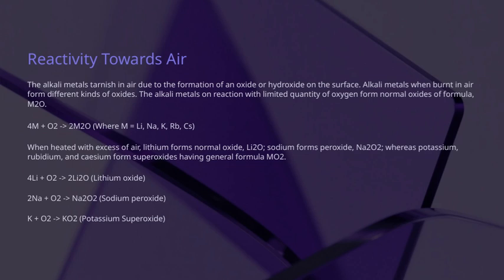Now, because of their reactivity, alkali metals tarnish in air. This tarnishing is due to the formation of oxides or hydroxides on their surface. When they burn in air, they form different types of oxides, depending on how much oxygen they react with. If the oxygen is limited, they form their normal oxides, with the formula M2O. This highlights how reactive these metals are and how their reaction products vary with the conditions.